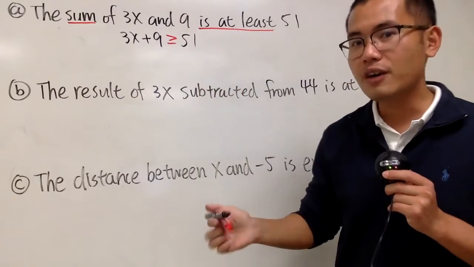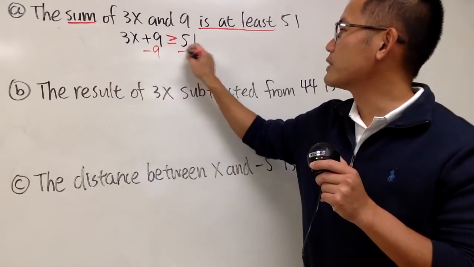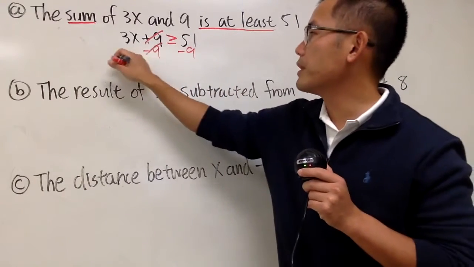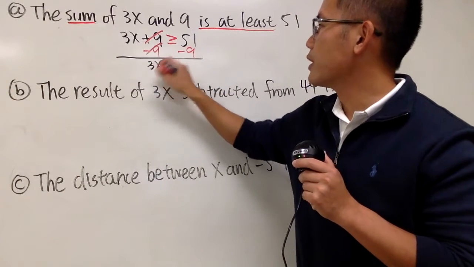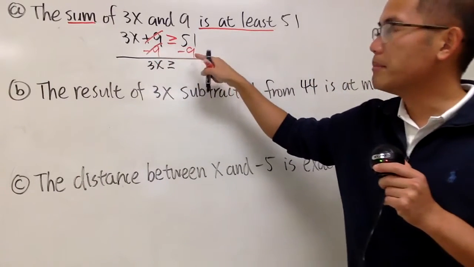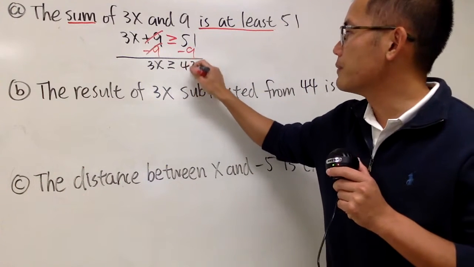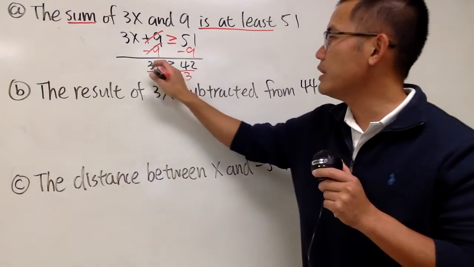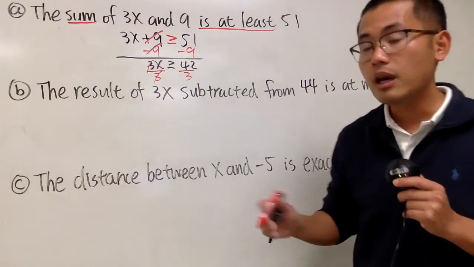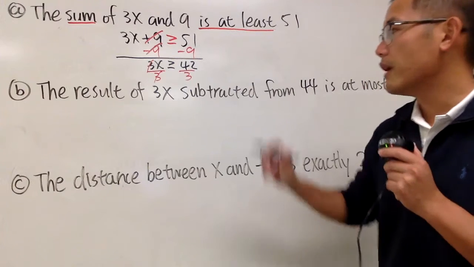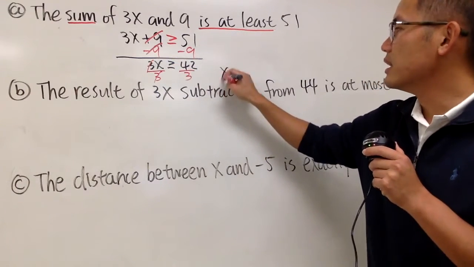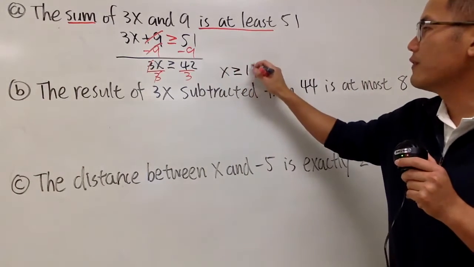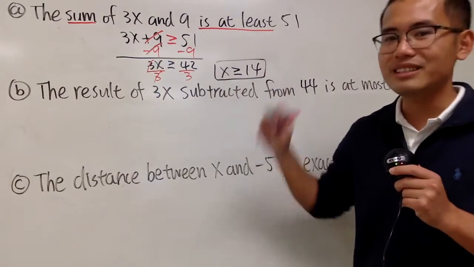After this, of course we can solve it. Go ahead, minus 9 on both sides. And when we minus 9 on both sides, we don't have to flip the inequality symbol. Here we have 3x greater than or equal to 51 minus 9, that will give us 42. And then this is 3 times x, so let's go ahead, divide both sides by 3. And this is a positive 3, so we don't have to flip the inequality symbol. Finally, work this out, we get x is greater than or equal to 42 divided by 3, work that out, we get 14. So this right here is the answer.